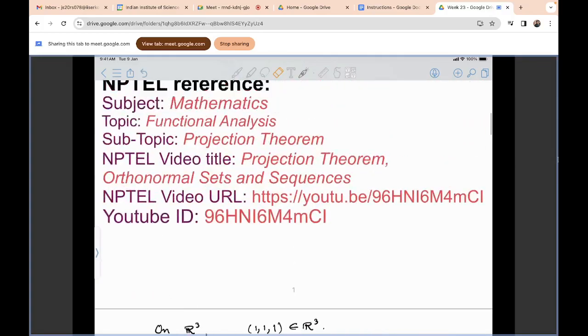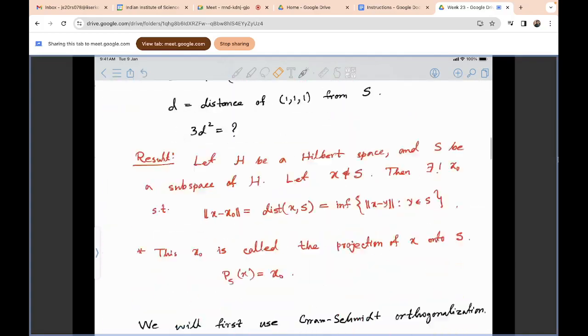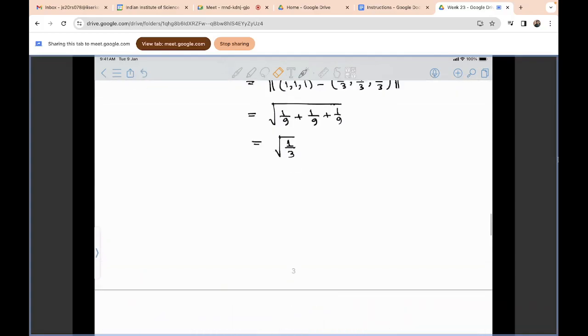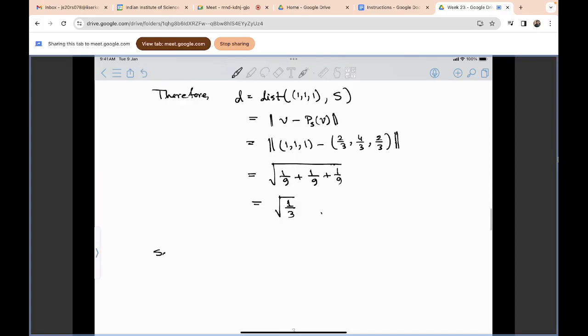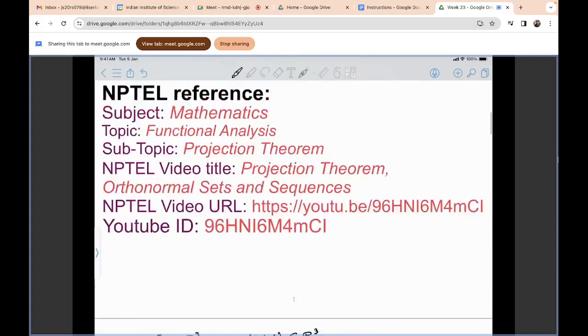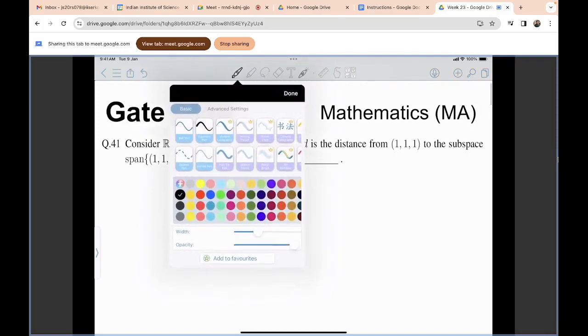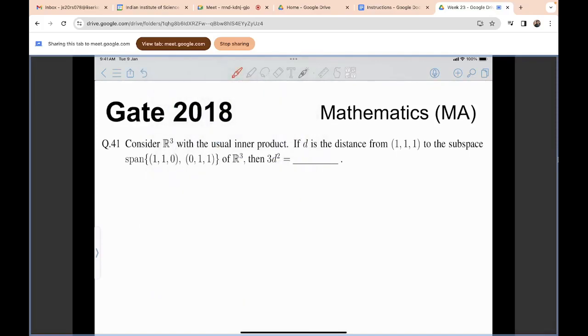Now what we have to find? We have to find 3d square. So this is d. Therefore, 3d square will be 3 times d square, which is 1 by 3, so the answer is 1. So then 3d square is 1. Okay.